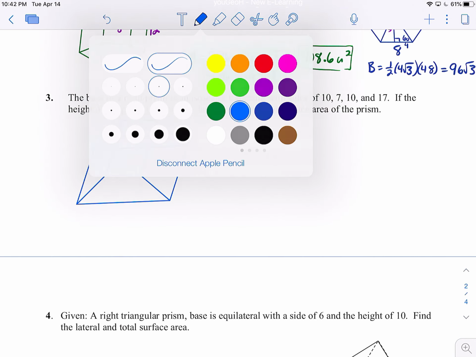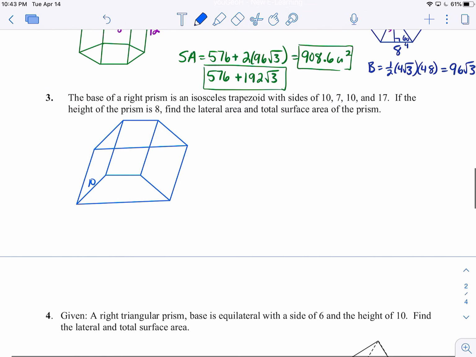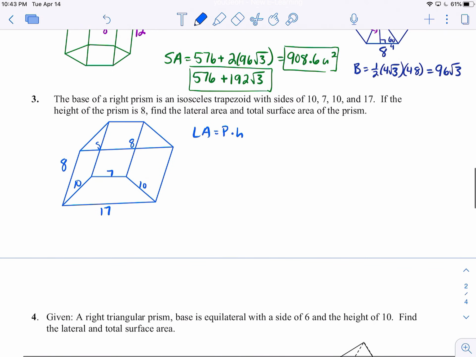And so then it tells us that we have legs of 10, 10, and 7, and then a base of 17. So remember, for the lateral area, we need to find the perimeter of our base times the height of our prism, and it tells us the height of the prism is 8. So all of these sides have a length of 8 that are connecting between our bases.